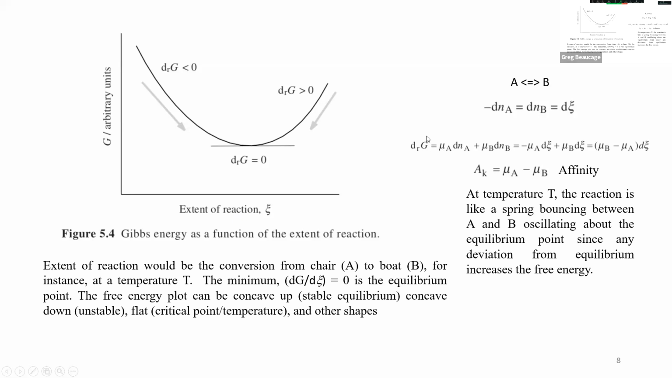The change in free energy is the chemical potential of the chair and the chemical potential of the boat. In other words, if you add one more boat, how much does the free energy change? That would be the boat chemical potential. Because the boats and chairs swap out, the free energy change is the difference between the two chemical potentials times this reaction coordinate. That difference in chemical potentials defines this term, the affinity, the affinity for chair or boat.